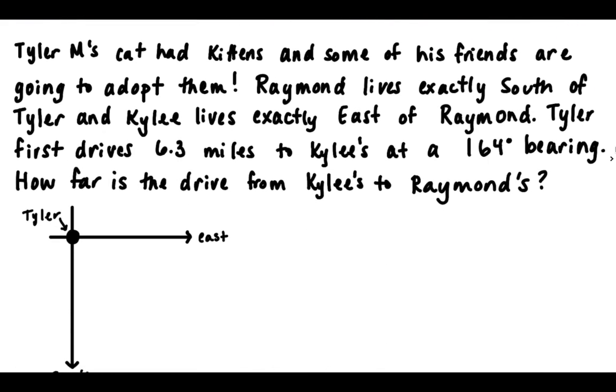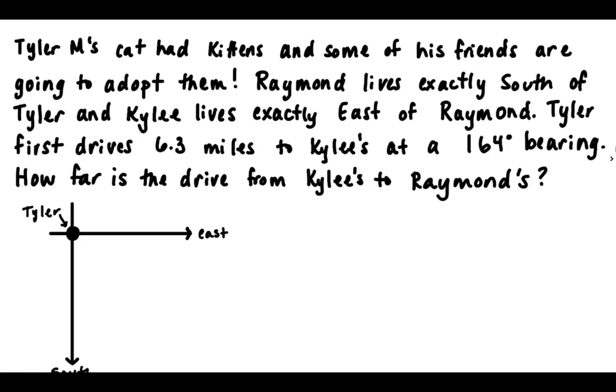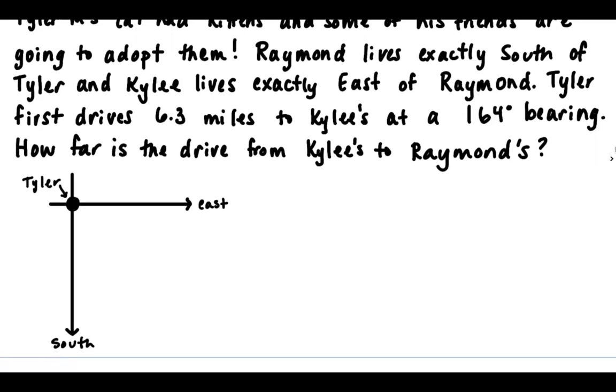Okay, second question. We have Tyler M. His cat had kittens, and some of his friends are going to adopt them. Okay, so here's our map. We've got Tyler already on the map, and then we're told Raymond lives exactly south of Tyler. So let's put Raymond on the map exactly south. So that could be Raymond. And Kylie lives exactly east of Raymond. So from Raymond, we go straight east, and we get Kylie somewhere over here.